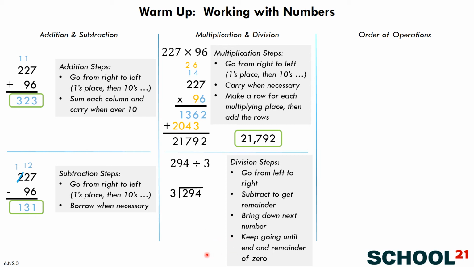0. 0, right? Okay. So, can 3 go into the number 2? No. Okay, so we'll keep going over. Can 3 go into 29? Yes. How many times?